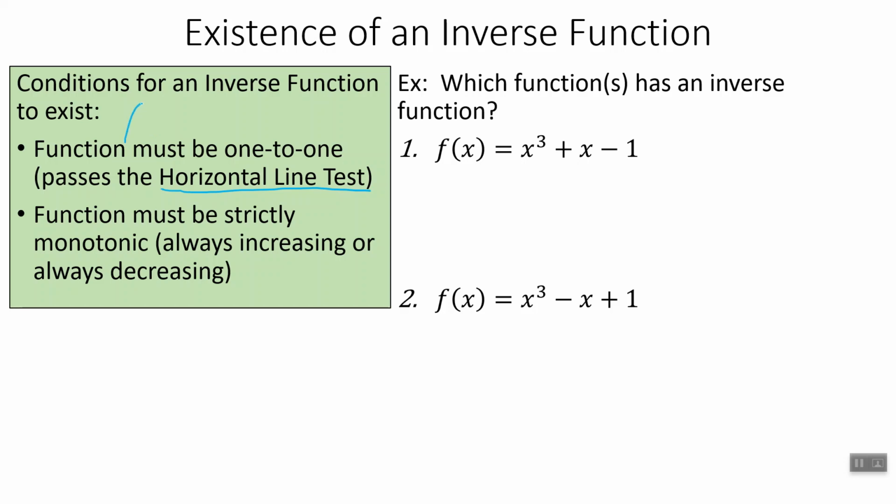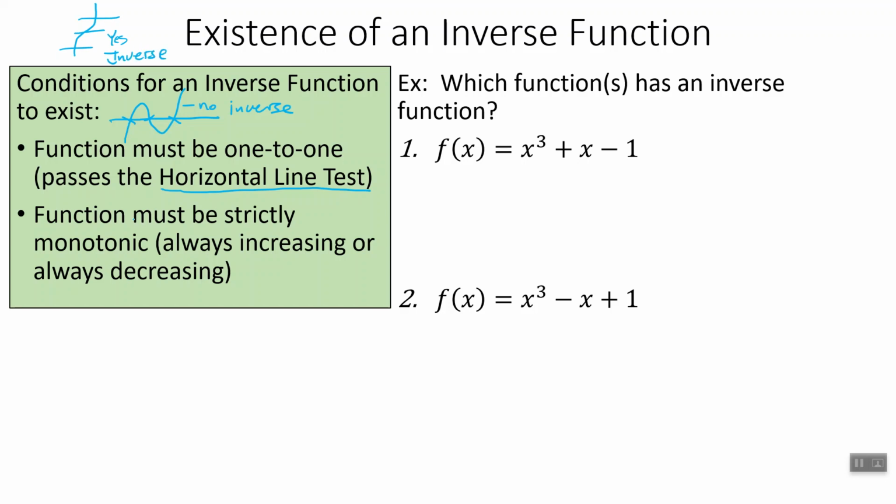So in other words, if we have a graph that looks like this, we draw a horizontal line, we cross more than once, this does not have an inverse. All right, but if we have a graph that looks, say, like this, anywhere we draw a horizontal line, it is only going to cross once, so this will have an inverse. We might not be able to find it very easily, but it does have an inverse.